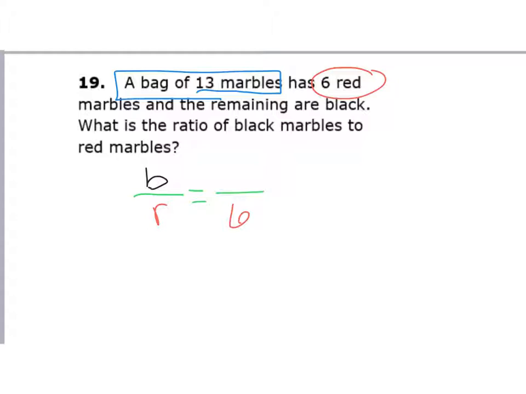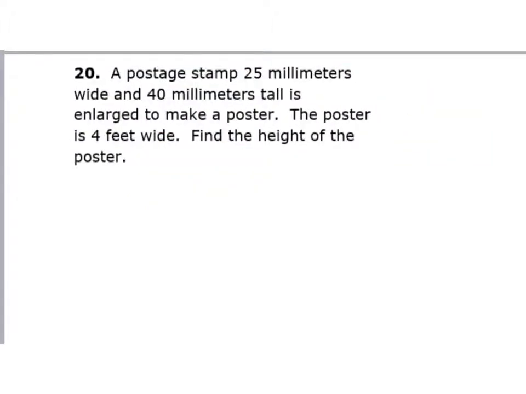So to figure out how many are black, I need to take the 13 and subtract the 6 red ones, leaving me the remaining 7 that are black. If you put that in your calculator, you'll see that it does not reduce, so my answer is 7 to 6. Number 20. A postage stamp 25 millimeters wide and 40 millimeters tall is enlarged to make a poster.